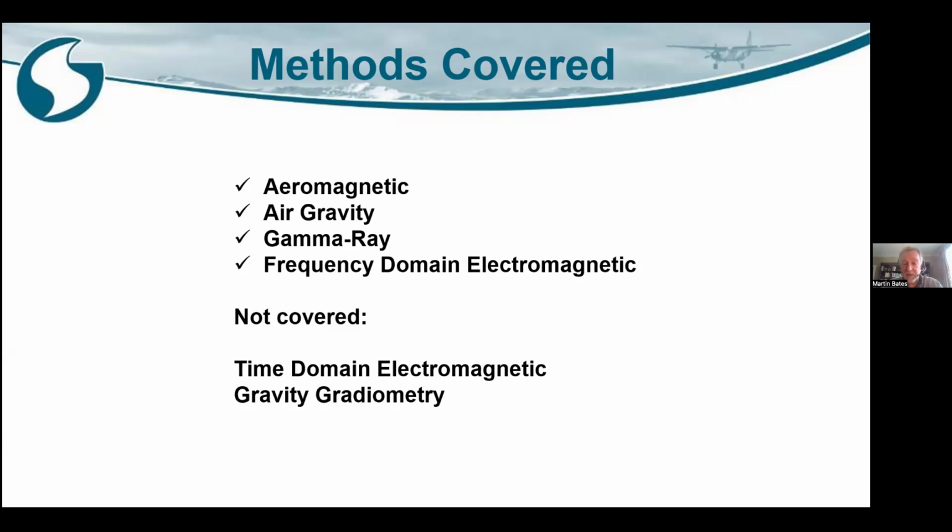Then there's gamma ray, natural gamma ray radiation surveying, and some frequency domain electromagnetics. We'll touch on that. We're not going to cover time domain electromagnetics. I'll refer to it a little bit as we go along. That is actually the more common of the two electromagnetic techniques. And there's also gravity gradiometry. I should mention that. It's really not fundamentally different from air gravity, but the measurements are of the gravity gradient, not of the gravity directly. But we don't do that at Sander. We used to, but we don't now.